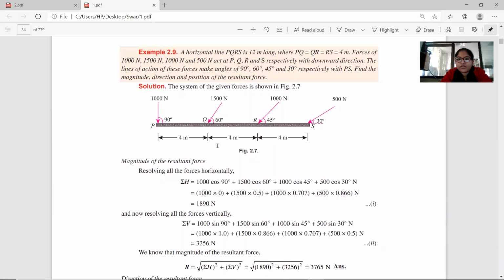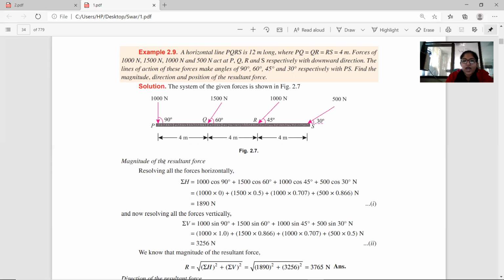A horizontal line PQRS is 12 meters long, where PQ equals QR equals RS equals 4 meters. Forces of 1000 Newton, 1500 Newton, 1000 Newton, and 500 Newton act at P, Q, R, S respectively, in the downward direction. The lines of action of these forces make angles of 90 degrees, 60 degrees, 45 degrees, and 30 degrees respectively with PS. Find the magnitude, direction, and position of the resultant force.